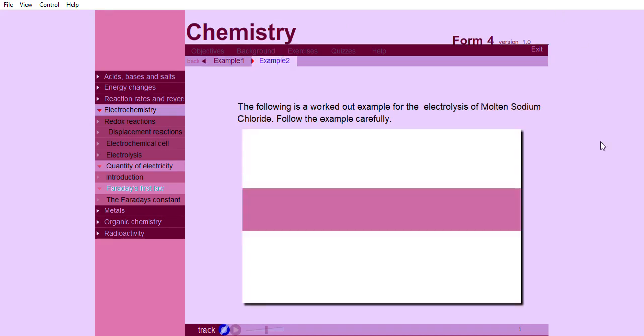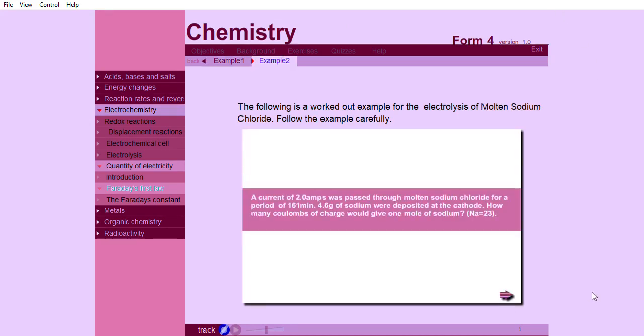A current of 2.0 amperes was passed through molten sodium chloride for a period of 161 minutes. 4.6 grams of sodium were deposited at the cathode. How many coulombs of charge would give 1 mole of sodium?